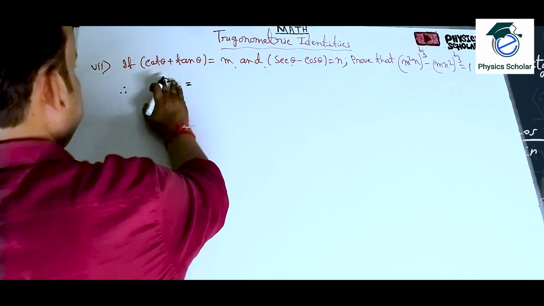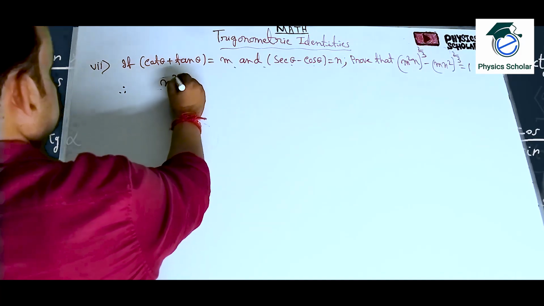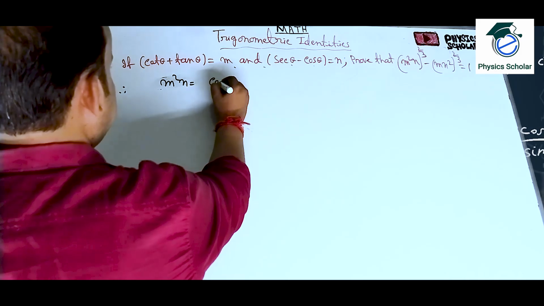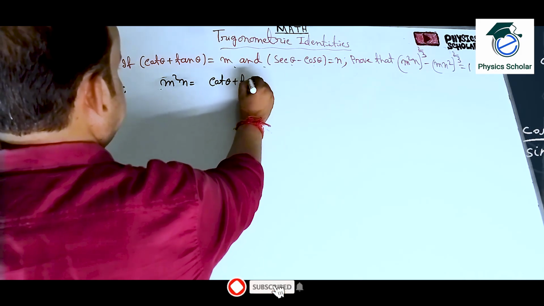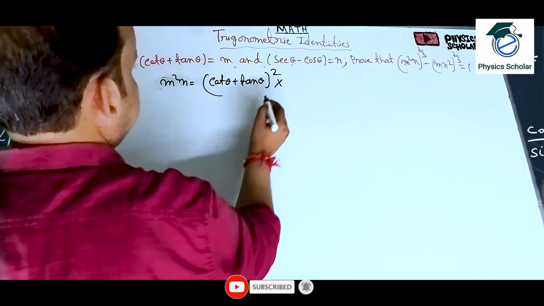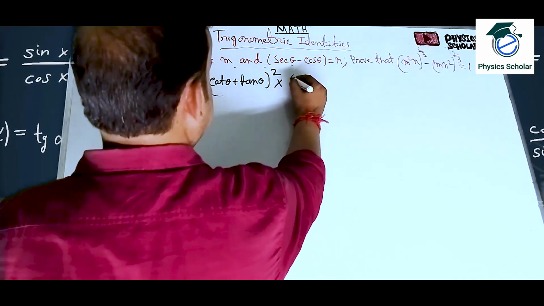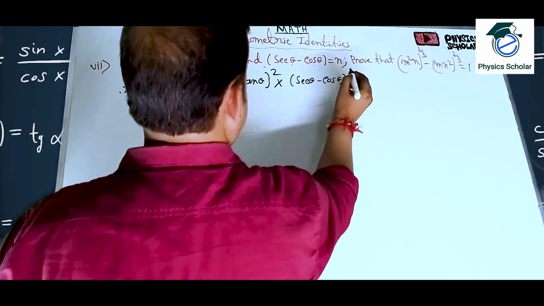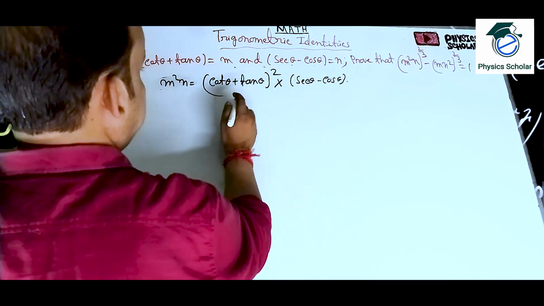Okay, m square n is equal to what? What is m square? Cot theta plus tan theta, that whole square, into what is n? n means sec theta minus cos theta, right? Now let us find out the value of this.